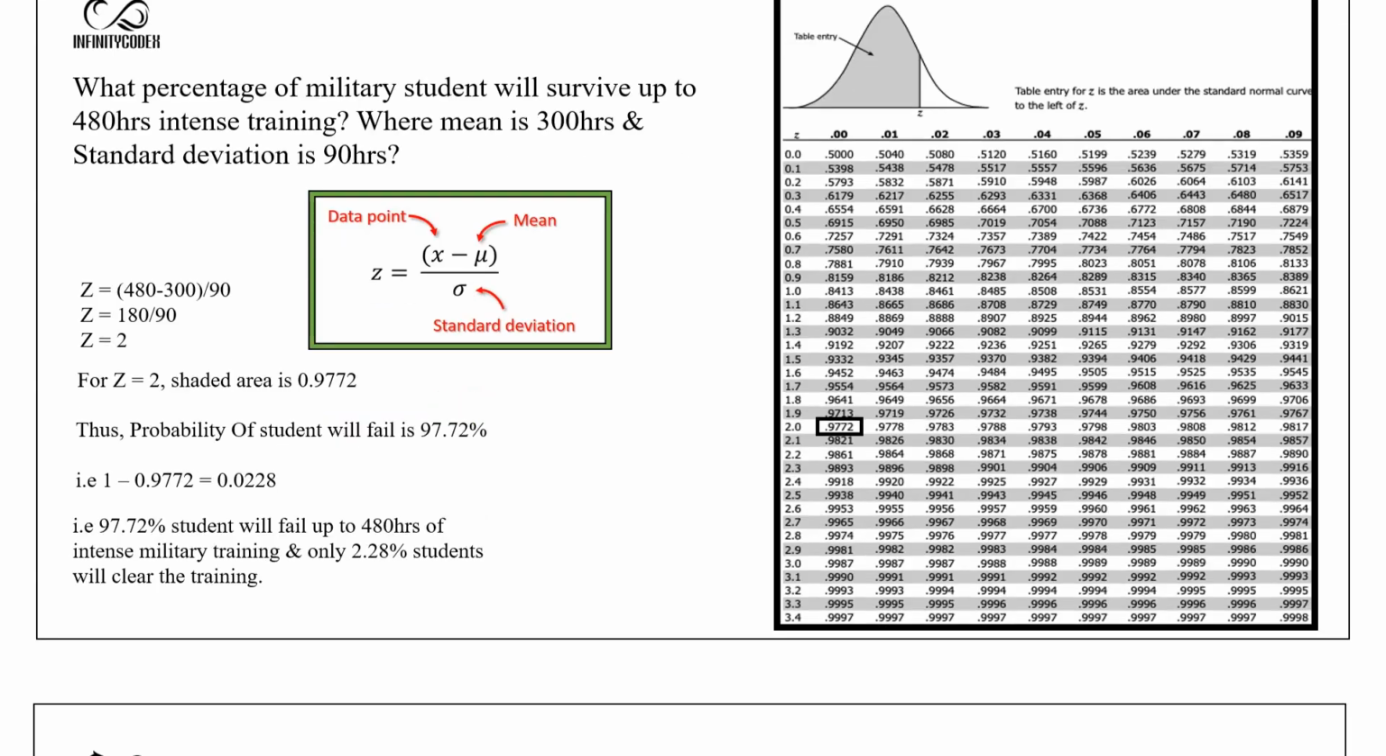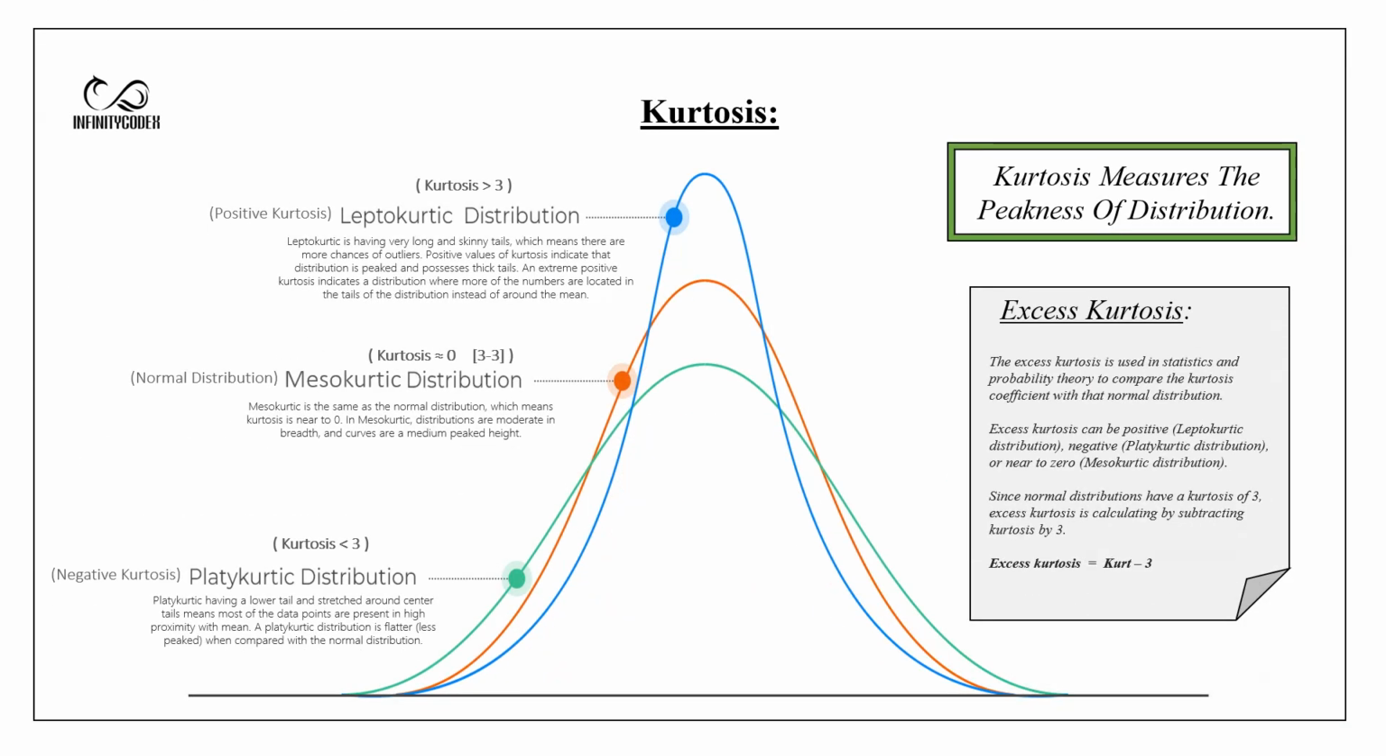Now, let us see what is kurtosis. Kurtosis measures the peakedness of a distribution. In this, we will study excess kurtosis. Excess kurtosis is used in statistics and probability theory to compare the kurtosis coefficient with the normal distribution. Excess kurtosis can be positive, that is leptokurtic distribution, negative, that is platykurtic distribution, or near zero, that is mesokurtic distribution. Since normal distribution has a kurtosis of 3, excess kurtosis is calculated by subtracting 3 from kurtosis.